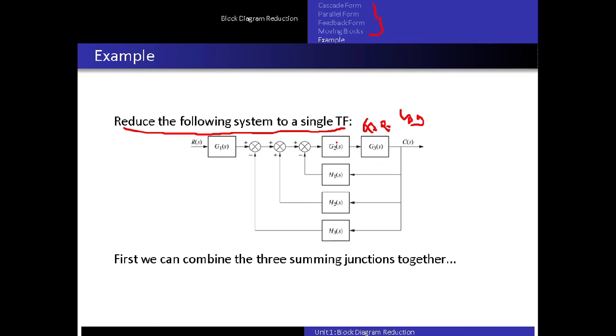Now you can see that this might be the forward direction, and the same way you can see this is the feedback direction or the backward direction, and this representation is nothing but your third rule, that is the feedback form.